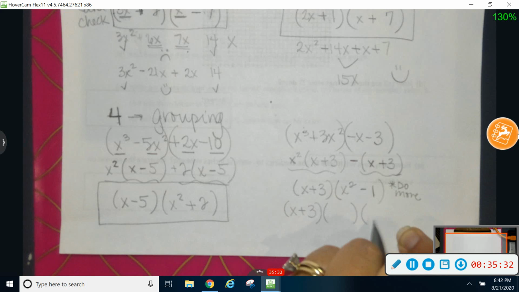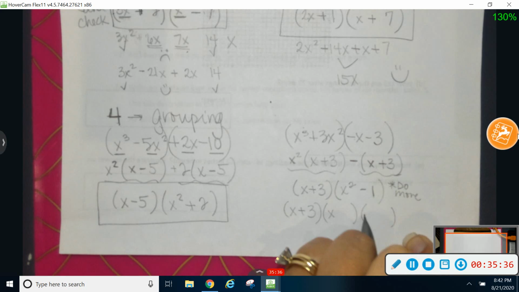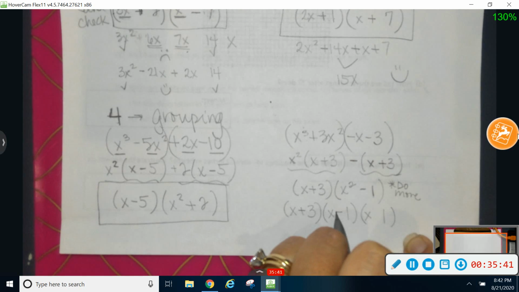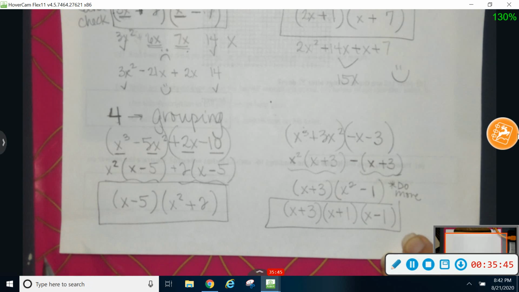2 terms, perfect squares. What's the pattern for that? I take the square root of the front, x and x, the square root of the back. Don't forget 1's a perfect square. 1 and 1. 1 gets a plus. 1 gets a minus. There's my complete factorization.